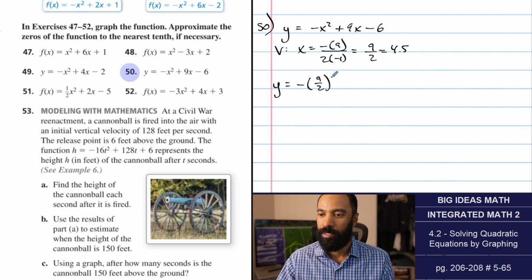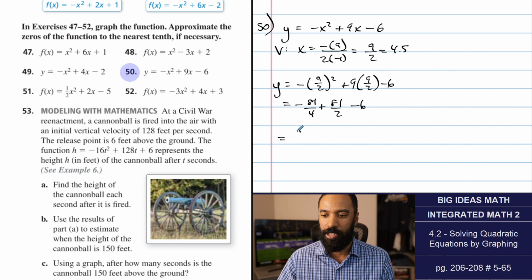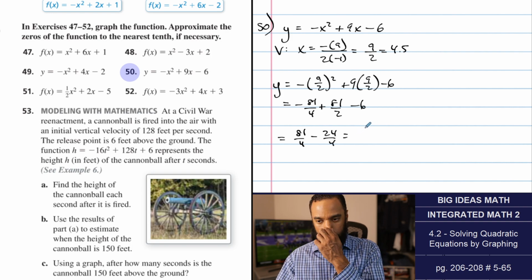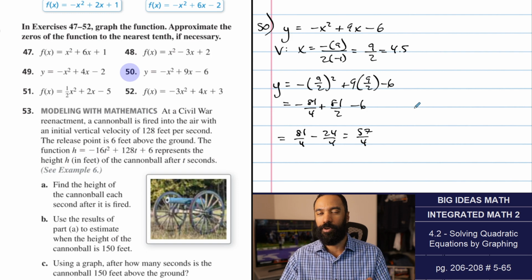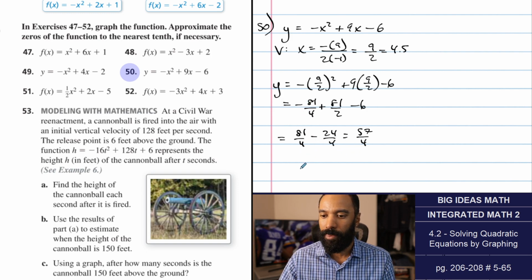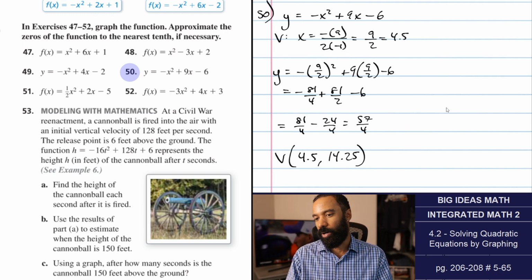Negative 9 halves squared plus 9 times 9 halves minus 6. That's negative 81 fourths plus 81 halves minus 6, which is positive 81 fourths minus 6, which is 24 fourths, which is 57 fourths. 57 fourths is 14.25. So if you want the vertex here, this is going to be 4.5, 14.25. That should work out.